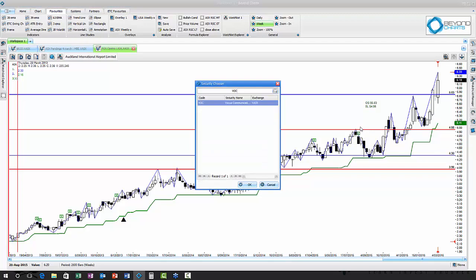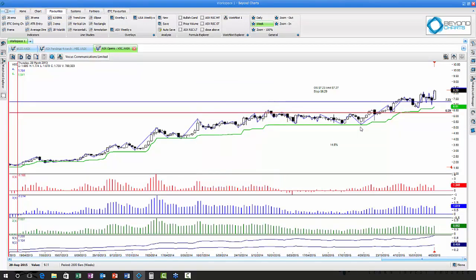VOC is another one, Vocus Communications, and again, just a nice strong candle last week. Good relative strength for quite a long period of time now, and dragging its 3 ATR trailing stop upwards as well. So they were the two trailed stops for this particular week. And my phone's ringing there, so I'll just turn that down for a little bit.